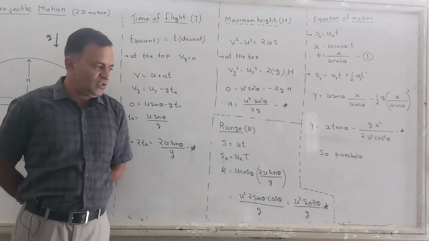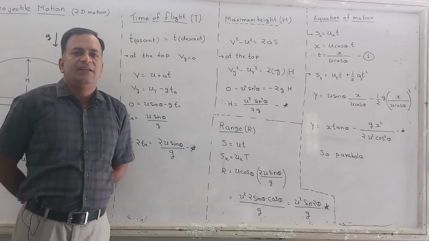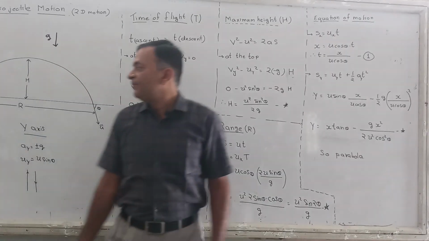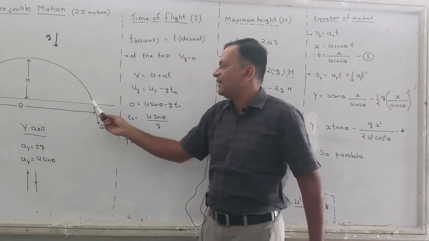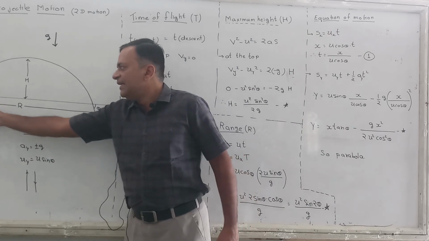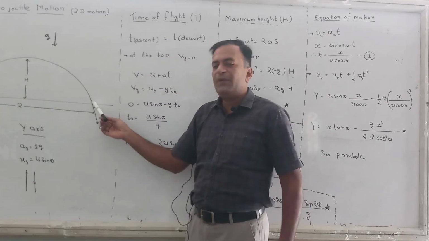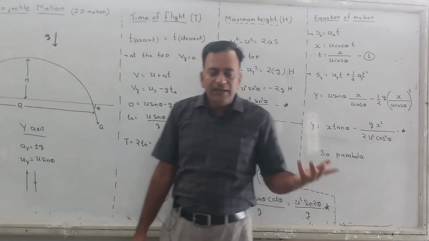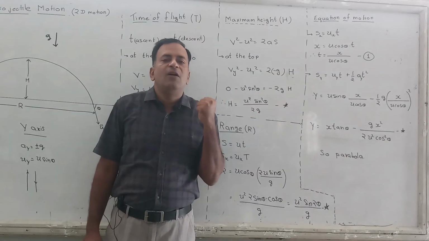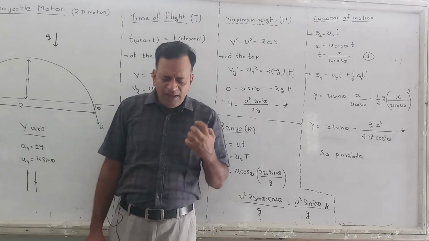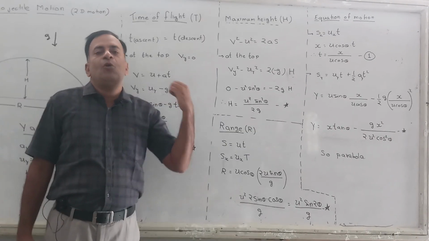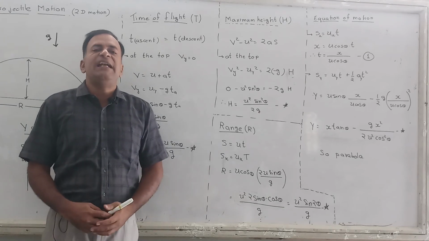What is the range? The distance covered on the ground is known as range. You can see this is the range of projectile. Start measuring from here, come here, the distance covered, that will be the range of projectile. Okay, now tell me or guess yourself, on what motion does the range of projectile depend?